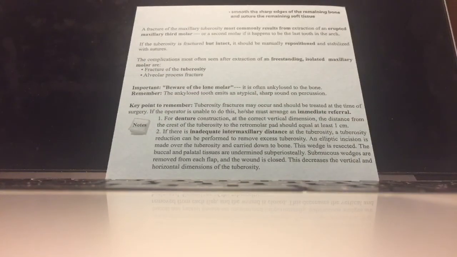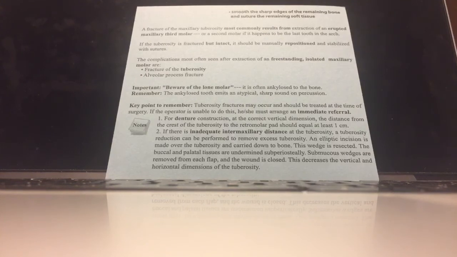A fracture of the maxillary tuberosity most commonly results from extraction of an erupted maxillary third molar, or a second molar if it happens to be the last tooth in the arch. If the tuberosity is fractured but intact, it should be manually repositioned and stabilized with sutures. The complications most often seen after extraction of a freestanding isolated maxillary molar are fracture of the tuberosity and alveolar process fracture.